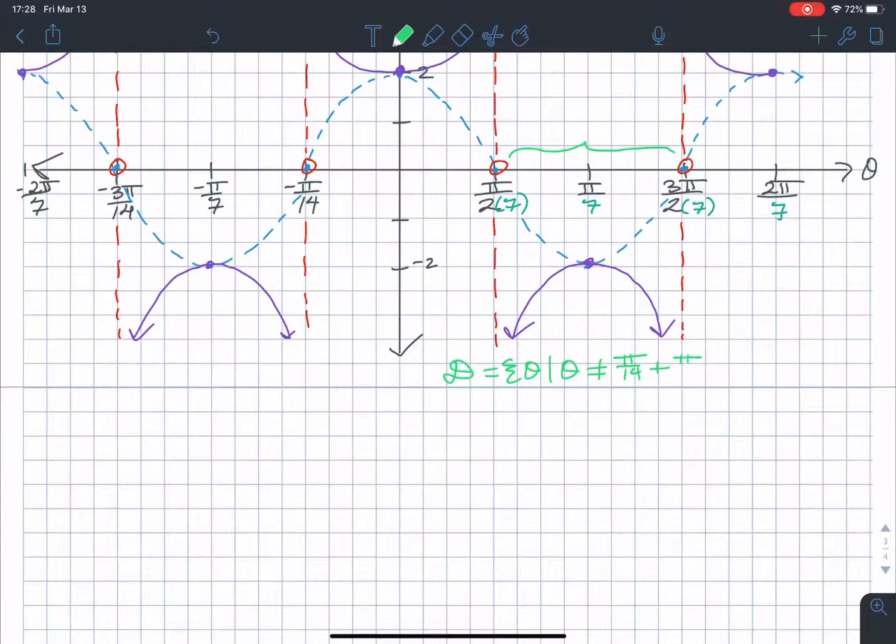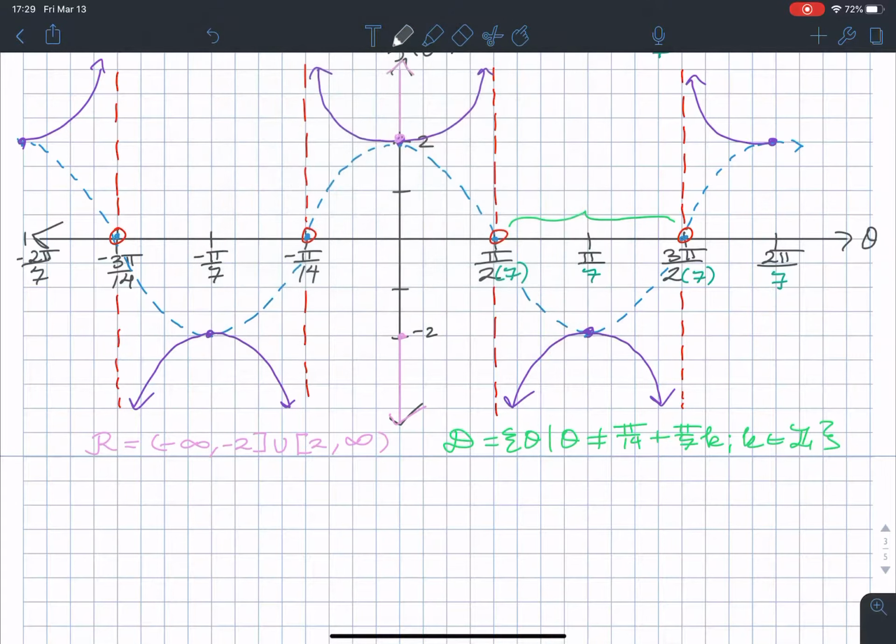The range goes from negative infinity all the way up to negative 2 on the y-axis, inclusive there, and then starts again at positive 2 on the y-axis and goes all the way up to infinity, so including 2 all the way up to infinity. Okay, so one more for good measure, shall we?